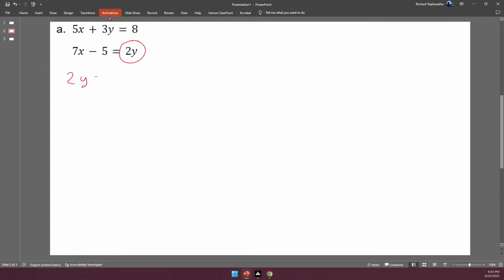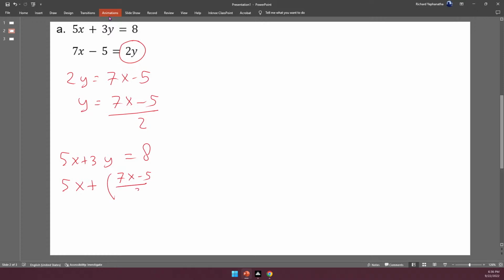It is already 2y equal to 7x minus 5. So if we want to make it only y, it will be 7x minus 5 divided by 2. We just leave it for now. So we already have the y. And the first equation we have 5x plus 3y equal to 8, right? So now we want to substitute. We want to change the y into this one over 2. Don't forget the 3 equal to 8. And then we open up.